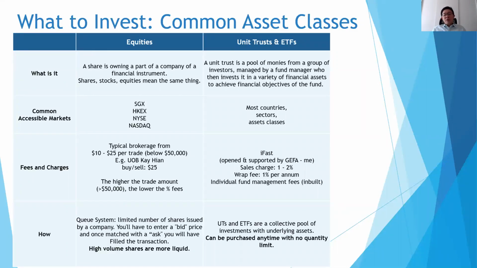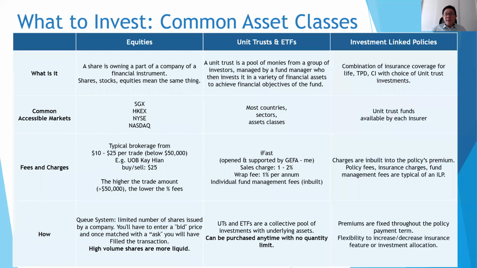Okay, the biggest difference between unit trusts, ETFs and equities is that unit trusts and ETFs are a collective pool of investments. So there's no quantity limit on how many are circulating. The more money, the more people buying into this particular unit trust, for example, you just create more units with a bigger pool. So there's no quantity limit, and it can be purchased anytime, right?